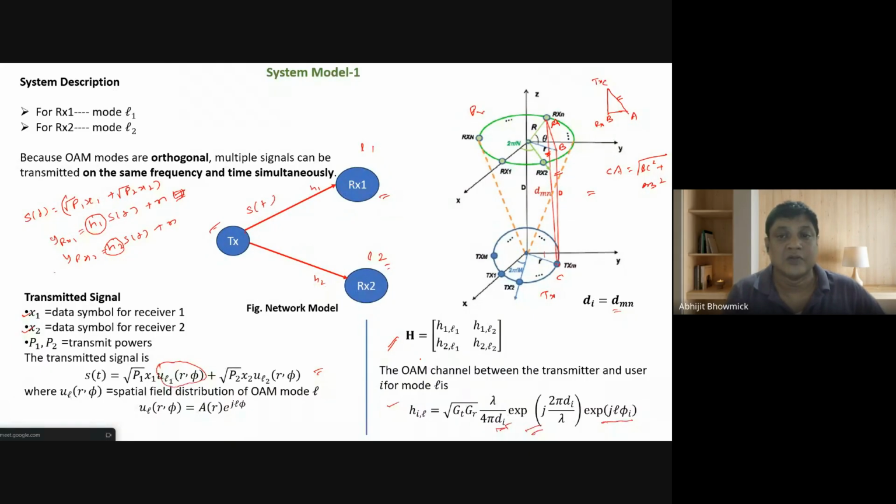Channel structure becomes this one. This is for user 1, the L1 mode channel and the L2 mode channel. Similarly for user 2, the L1 mode channel and the L2 mode channel. Clear? And each one can be described by this wave channel. I think it is now clear how to model the channel.